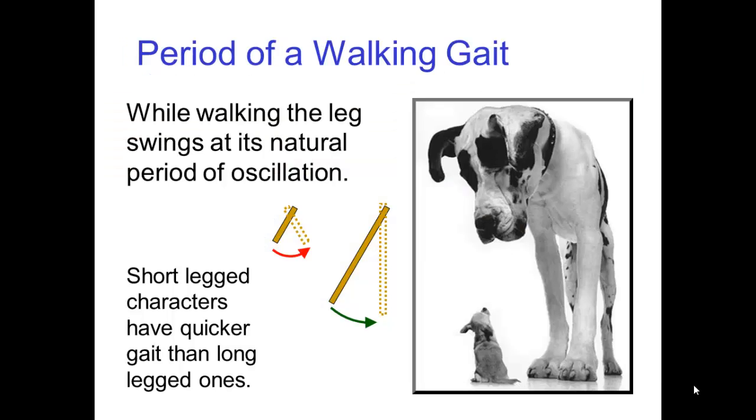This effect is noticeable in the walking gait, that is, in the timing of walking. Our legs tend to swing with the timing of a pendulum as we walk. Because of this, short-legged characters have a quicker gait than long-legged ones.